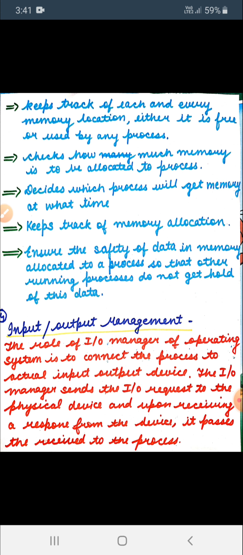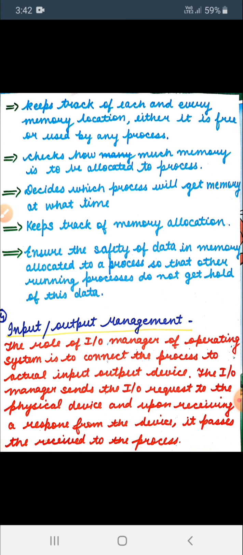The input output manager sends the request to the physical device. Physical devices mean the keyboard, mouse, things that can be touched. Upon receiving a response from the device, it passes the received response to the process. During the time the process is with the input output manager, the CPU keeps on working with other ready processes. This is the main function of input output management.